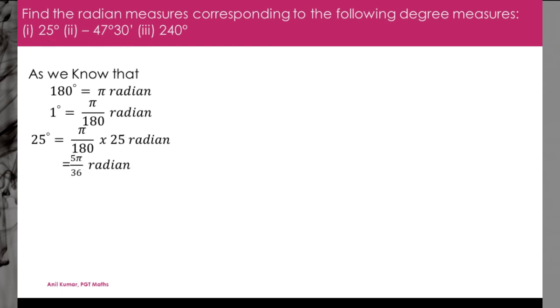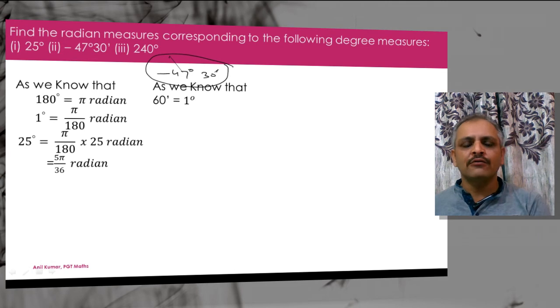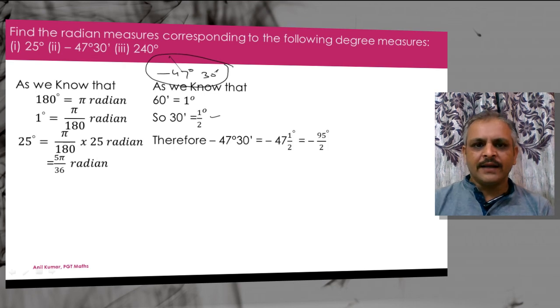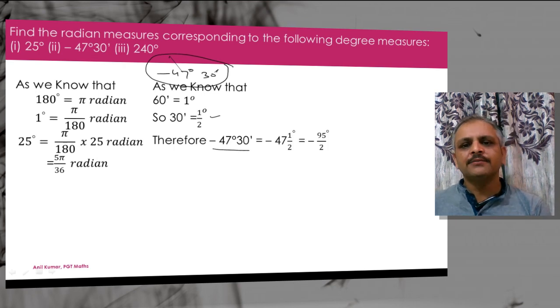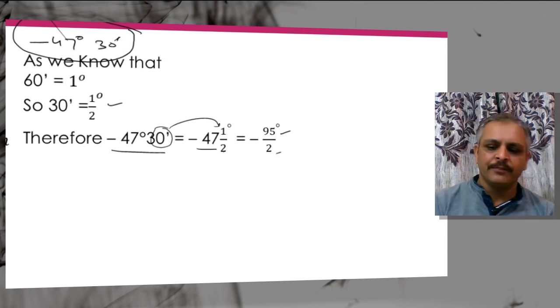So let's do the second part. This is minus 47 degree 30 minute. First we will convert the entire term into degree measure. So this 30 minute we will convert into degree measure. As we know that 60 minute is equal to 1 degree, so 30 minute will become half degree. So I can write minus 47 degree 30 minute as minus 47 and half degree. This 30 minute is written as half degree and it will become minus 95 by 2 degree.